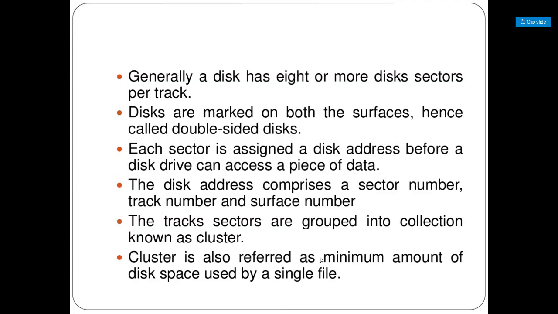So it has generally 8 or more disk sectors per track, and it is marked on both the surfaces, hence it is called a double-sided disk. And each sector is assigned a disk address before a disk drive can access a piece of data. So it consists of a sector number, track number, and a surface number. And track sectors are grouped into collections known as clusters. So it is referred to as the minimum amount of disk space used by a single file.